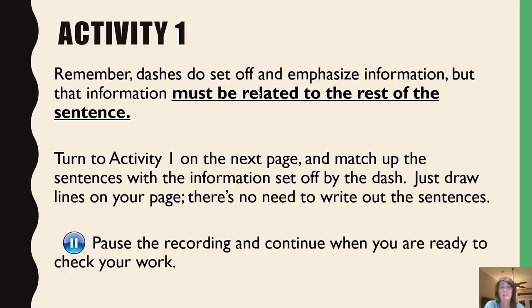Now, we're ready to do activity 1. Turn to activity 1, and remember, dashes do set off and emphasize information, but that information must be related to the rest of the sentence. If we turn to activity 1 on the next page, match up the sentences with the information set off by the dash. Just draw the lines on your page. There's no need to write out the sentences. Pause the recording. Continue when you are ready to check your work.